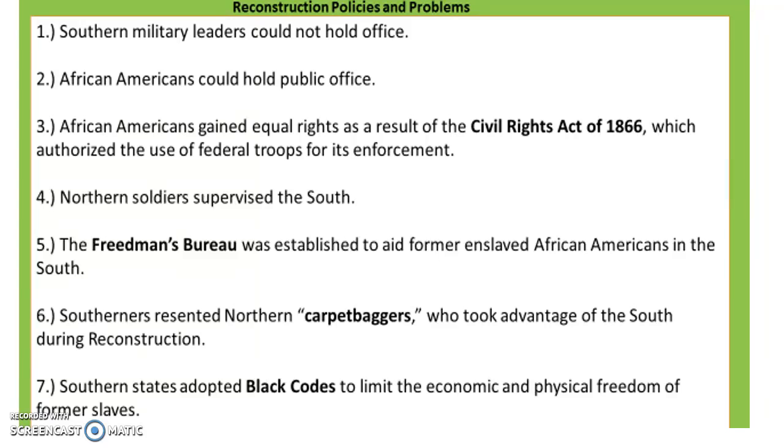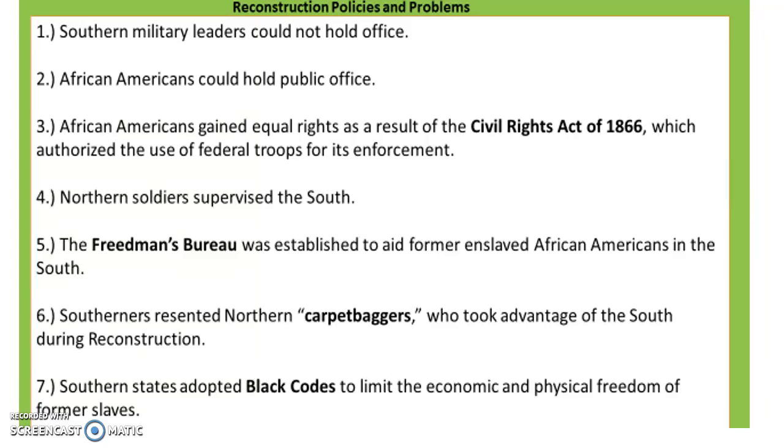Northern soldiers supervised the South. The Reconstruction Acts basically said that the South had to be divided up into 5 military districts in order to restore it back into the Union, in order for African Americans to be treated fairly and equally under the law.